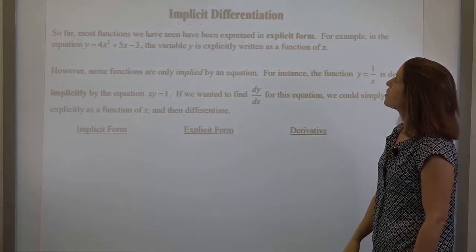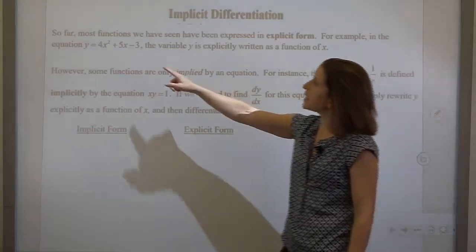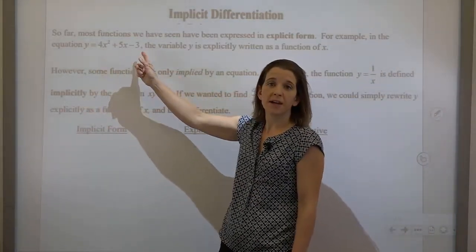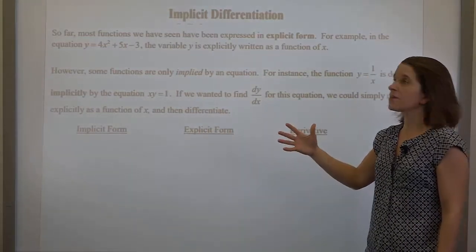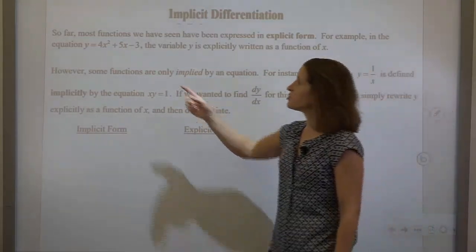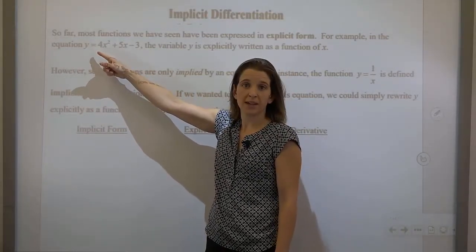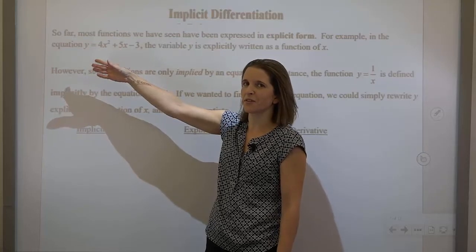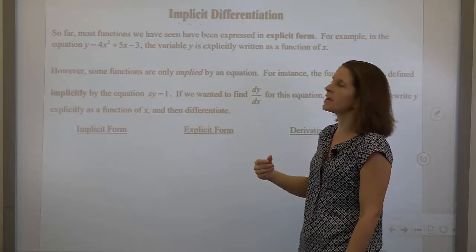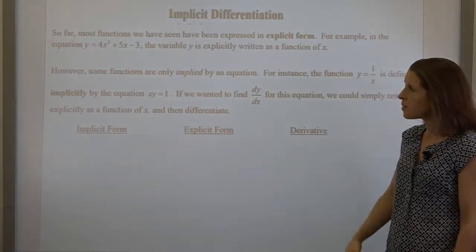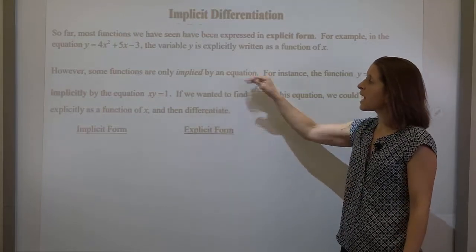An explicit form is where we have y equals. And so with something like 4x squared plus 5x minus 3, we have y equals, and so we can just take the derivative. And you may not think about it, but what you're doing is taking the derivative of both sides, and when you write y prime or dy dx, that was you taking the derivative of the left-hand side, and then of course you knew that you were actively having to take the derivative of the right-hand side with the x's. But there are some functions that are only implied by an equation.